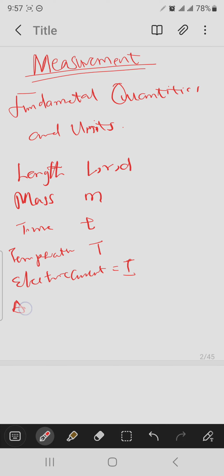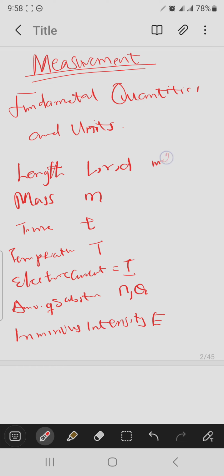Amount of substance can be N, when we are talking about chemistry, number of moles or something like that, or we call it Q. You get it? And another one is luminous intensity, which is what? E.